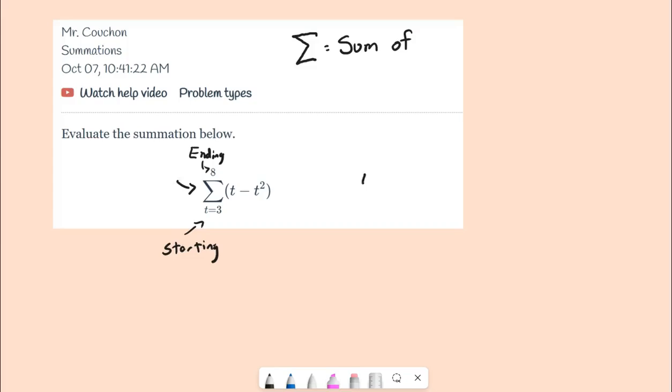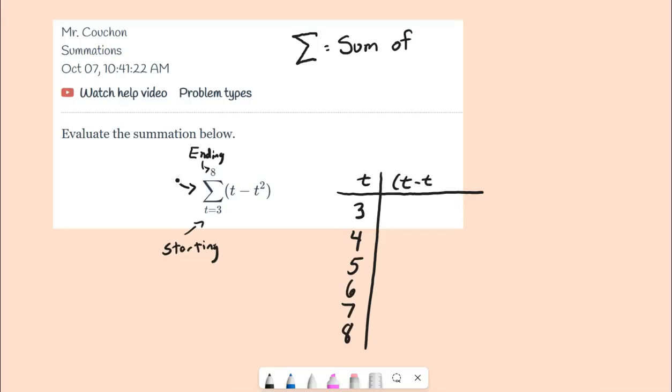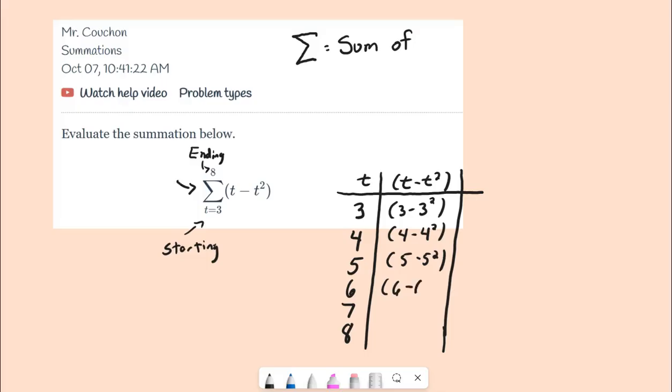So what does that mean? That means we are going to take t and input these values: 3, 4, 5, 6, 7, and 8. We're going to stop there. Here is going to be the expanded expression with our new t values, and in this last column we'll put in the solution. So here we've got 3 minus 3 squared, 4 minus 4 squared, 5 minus 5 squared, 6 minus 6 squared, 7 minus 7 squared, and 8 minus 8 squared.